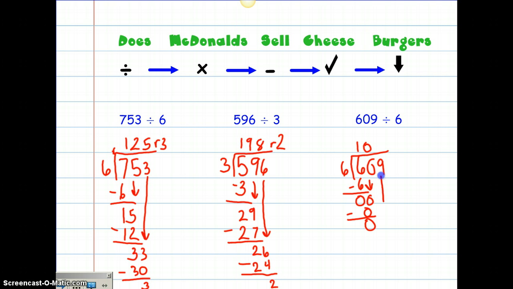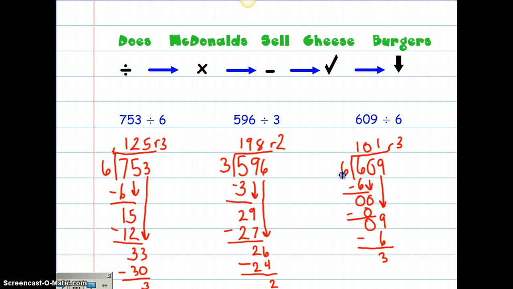Then you have to bring down the 9 and ask yourself, how many times does 6 go into 9? That would be 1 time. 6 times 1 is 6. Then you subtract. 9 minus 6 is 3, and you have a remainder of 3 because 3 is smaller than 6. If you had not done this extra step of the 0, you would have gotten the answer of 11.